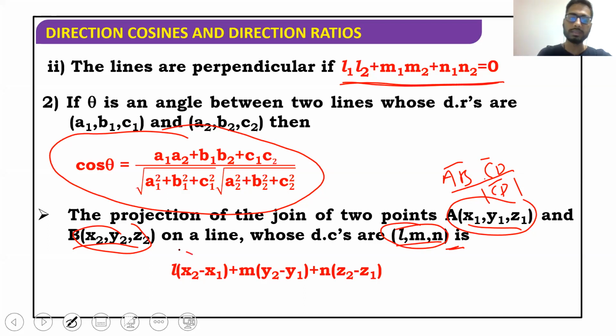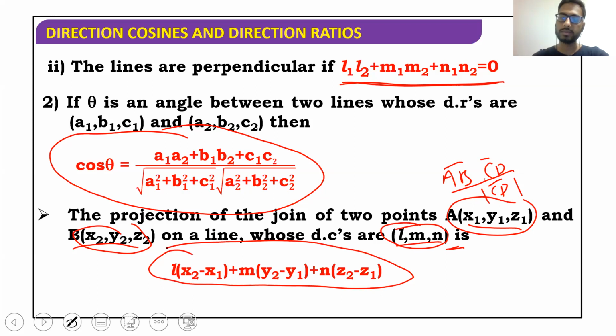However, the easy formula would be to directly use this, which is, if you have your direction cosines L, M and N, then L multiplied with x2 minus x1, M into y2 minus y1, and N into z2 minus z1.